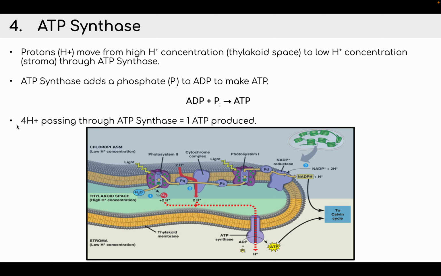Now it requires 4 protons going through ATP synthase to produce 1 ATP. So we do need to have a really good concentration gradient here, right? The more protons that we can add to the thylakoid space and the more protons that we can remove from the stroma, the better. That makes a larger concentration gradient. Without this concentration gradient, ATP synthase would not be able to produce ATP. The cell would have no energy, and so the cell would stop functioning properly.